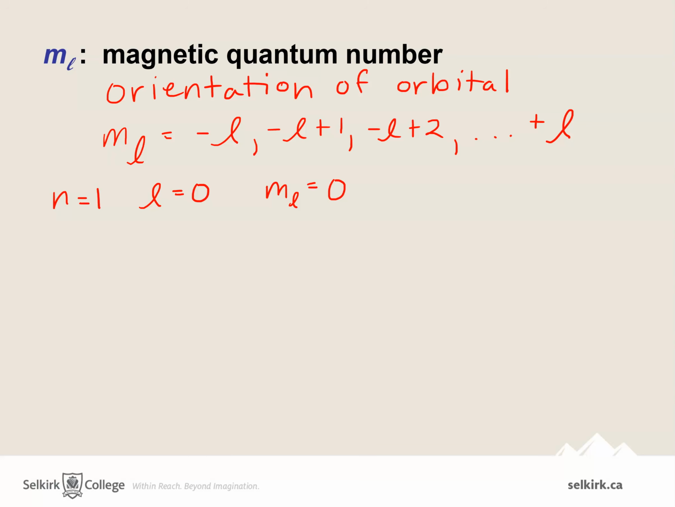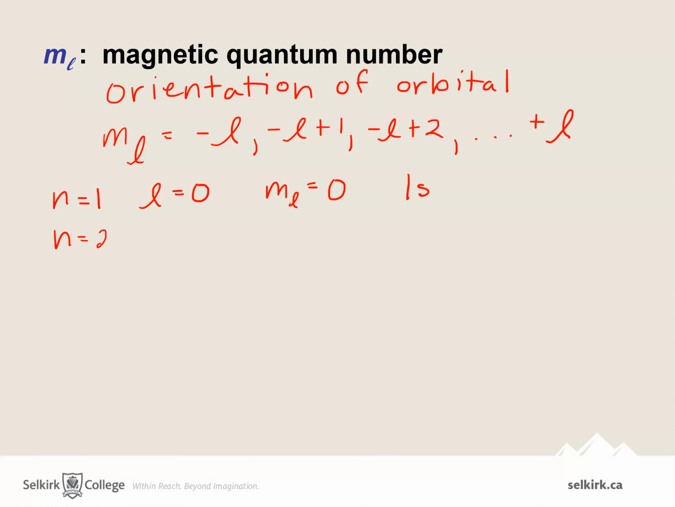Again, the number itself doesn't mean anything. What matters is how many labels that we could make. We only made one label there for the s sublevel. What that means is s orbitals come in sets of 1. Aha! So that's the 1s.